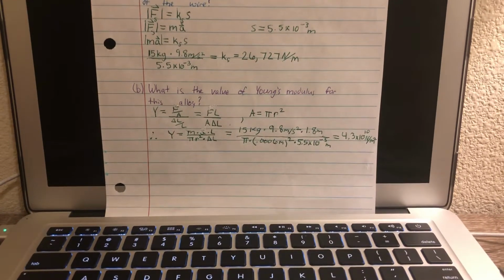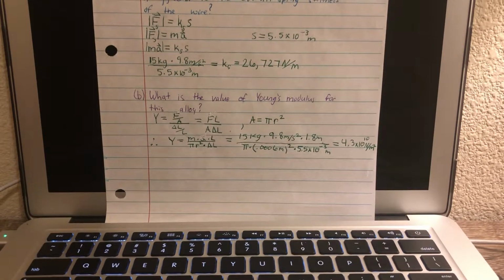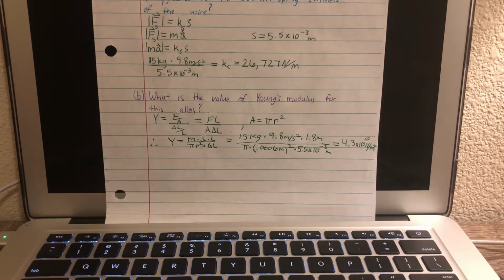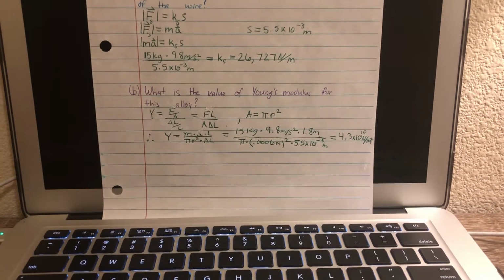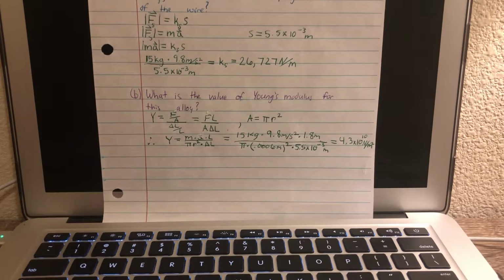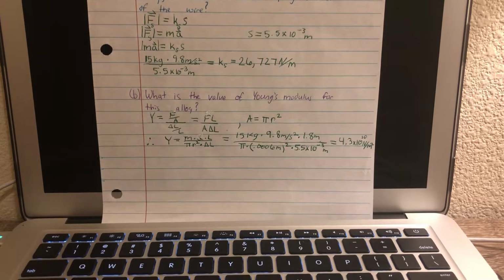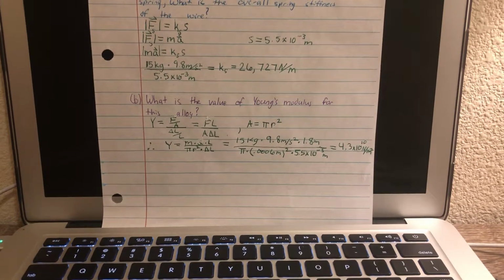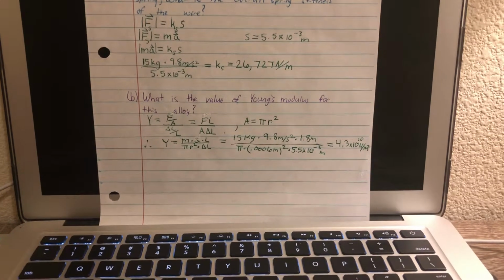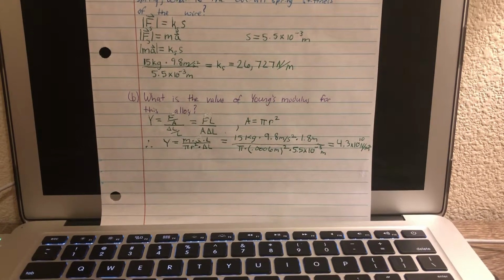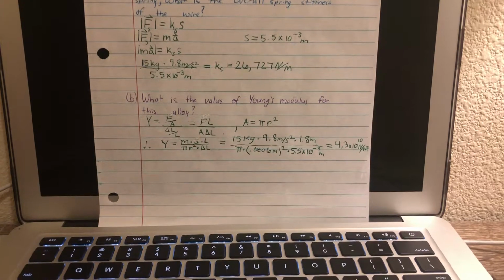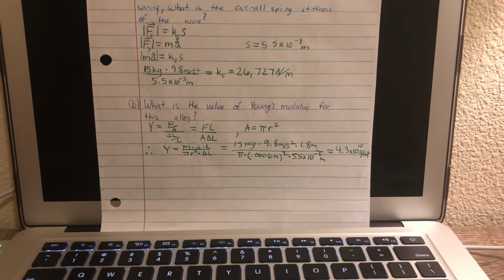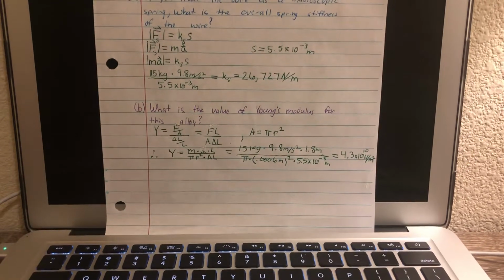Therefore, Young's modulus is equal to the mass times the acceleration times the length divided by pi r squared delta L. So 15 kilograms times 9.8 meters per second squared times 1.8 meters divided by pi times 0.0006 meters squared times 5.5 times 10 to the negative 3 meters, and that is equal to 4.3 times 10 to the 10 newtons per meter squared.